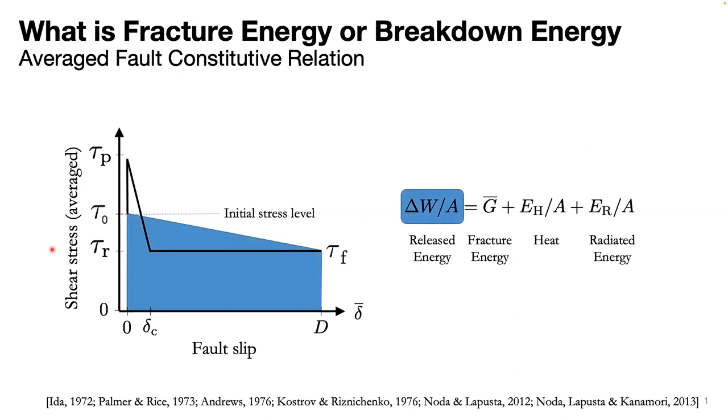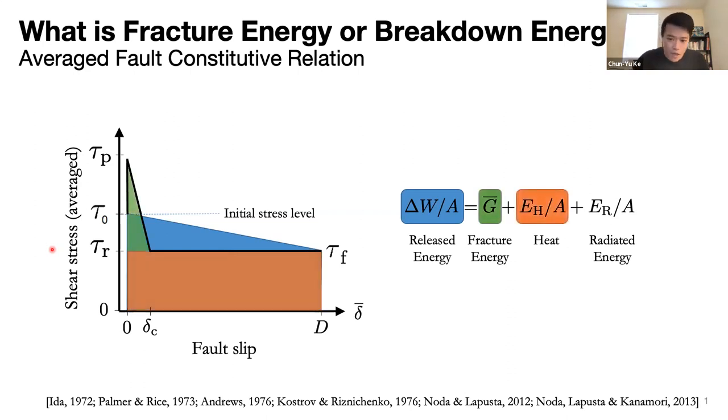So the strain energy released from an earthquake rupture can be partitioned into fracture energy and heat or frictional work, and the rest is radiated away. And as you can see, this is the green area here. The fracture energy is the energy required to weaken the interface to its residual strength.